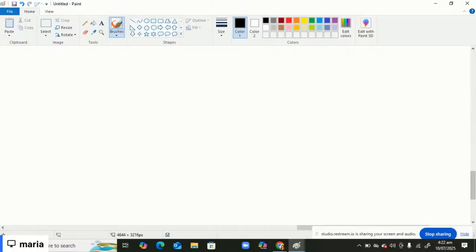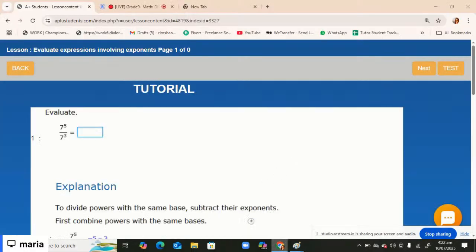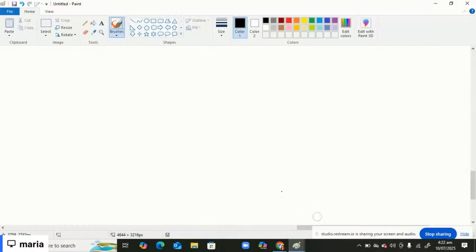So how can we solve it? 7 to the power of 5 and 7 to the power of 3. When you are going to solve these kinds of division or multiplication questions, their bases should be the same, and only the exponent powers are different. When the bases are the same, we can solve it.